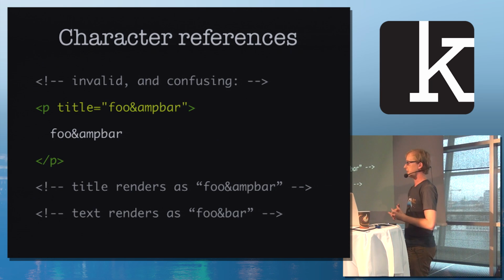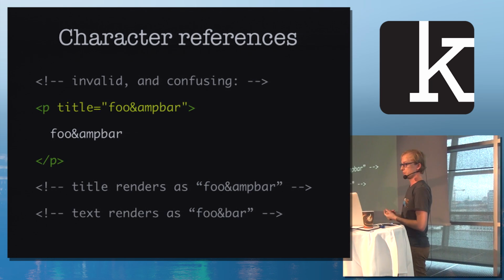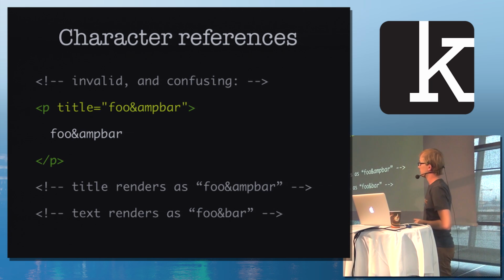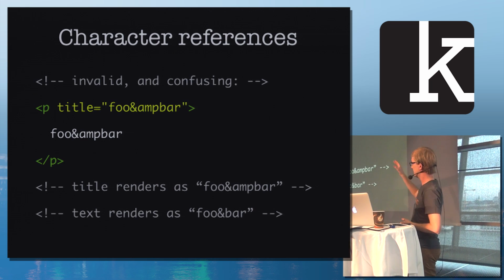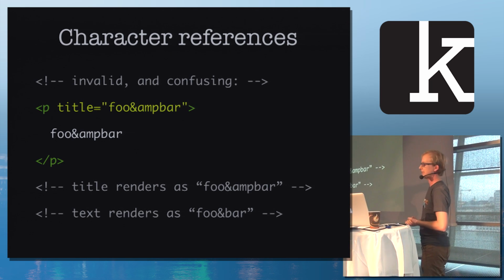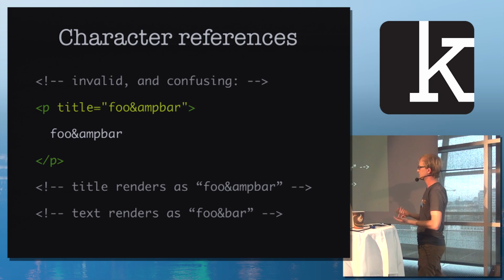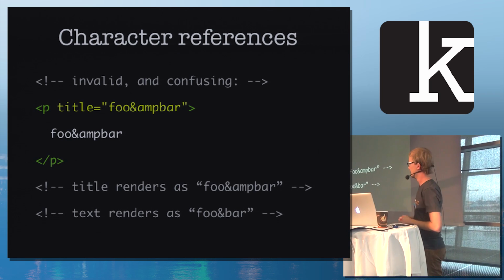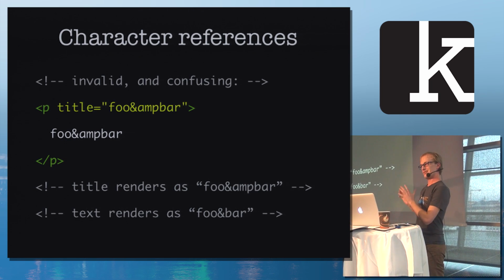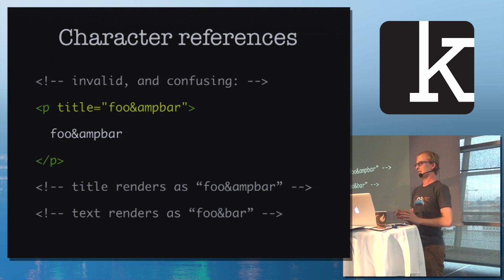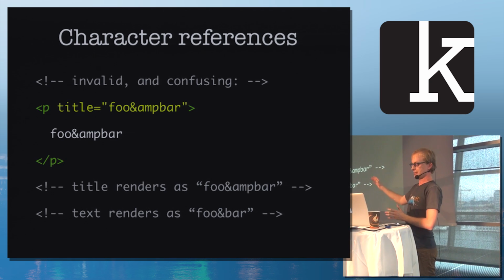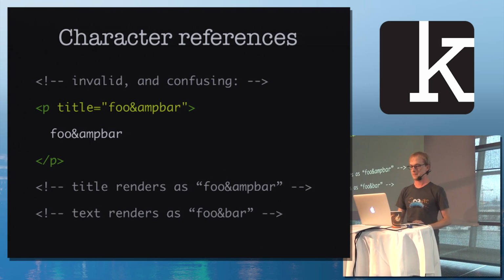in an attribute value. You will find that it gets parsed completely differently. Attribute values have different parsing rules. So in this case, the title will render as foo ampersand AMP bar, but the text will render as foo ampersand bar instead. So that's another reason not to do this. You know, even if you don't like semicolons, they're just necessary to avoid this kind of weird bugs.